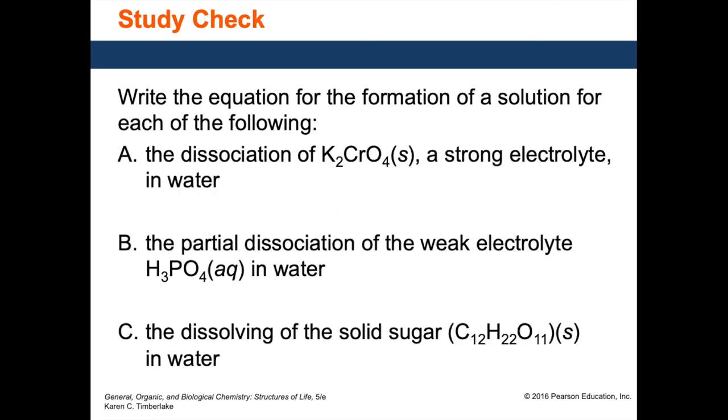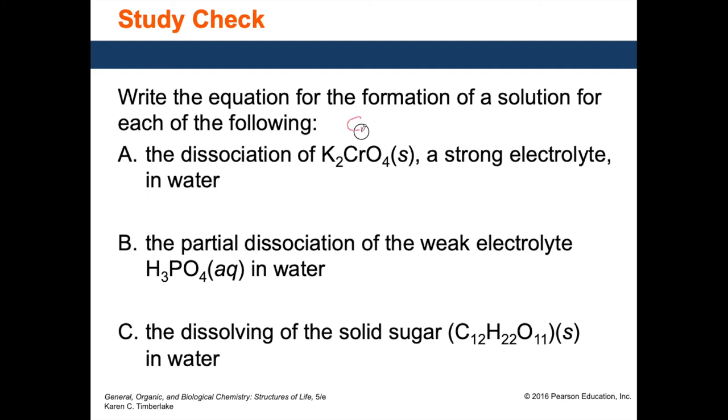Okay, so let's practice writing out each of these equations. Now we have one example of each. We have potassium chromate, which is a strong electrolyte. So you're told it's completely dissociating into its ions, potassium ions and chromate ions. If it helps, I'll point out here that potassium, of course, is in group 1. It has a +1 charge. Chromate is a polyatomic ion.